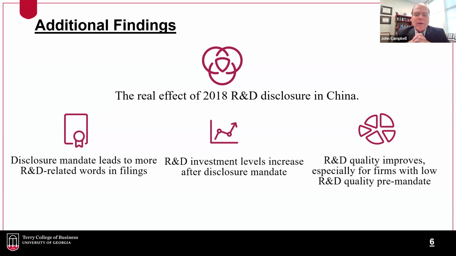And then R&D quality, which again would be basically labor costs. Does that go up or down after you mandate the disclosure? And it goes up. So it suggests that we're actually doing more, and maybe more high quality R&D.